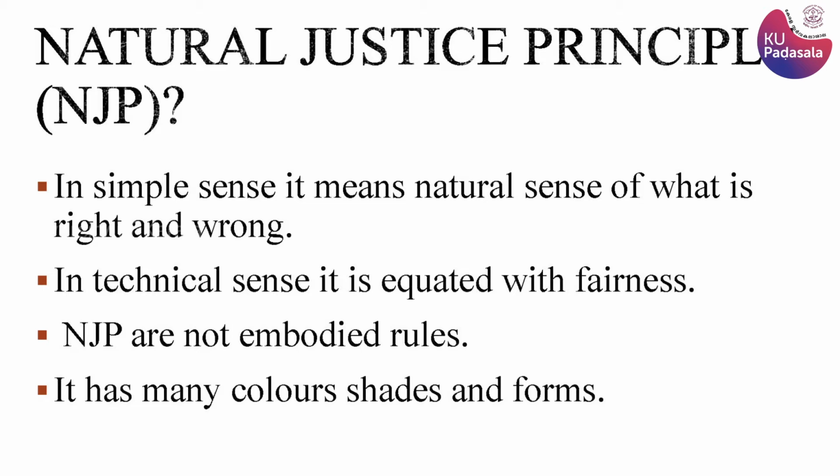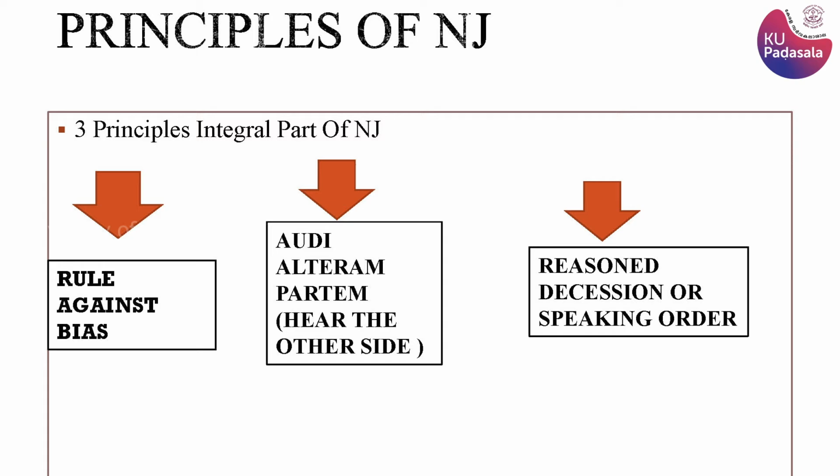So the concept of natural justice principle, which is implicit in Article 14, has many colors, shades and forms. There are three integral principles of natural justice. First is the rule against bias. The second is audi alteram partem, that means hear the other side. And the third is reasoned decision or speaking orders.